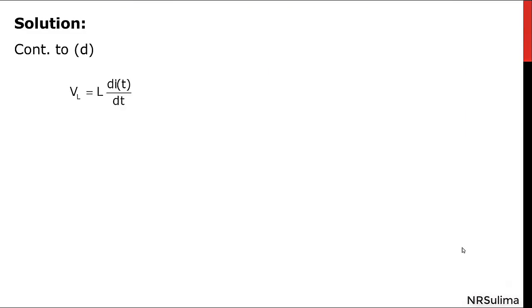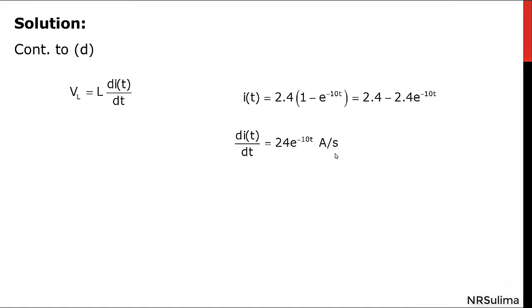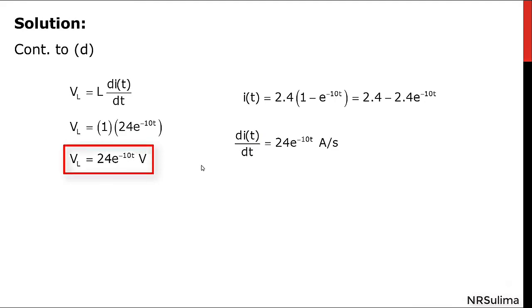And last but not the least, to solve for the voltage across the inductor, the formula suggests we need to take the first derivative of the current with respect to time, whose result is 24 exponential negative 10t. After this, we finally go back to the formula and substitute the values. Thus, our final answer is 24 exponential negative 10t volts.